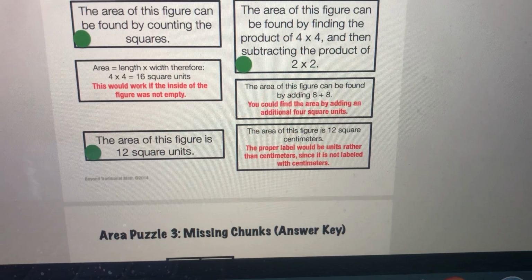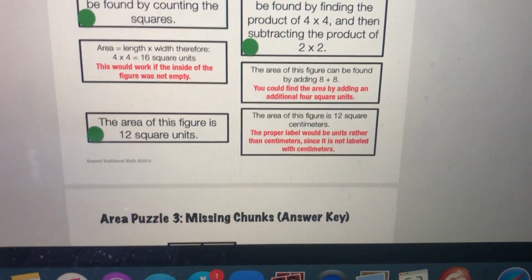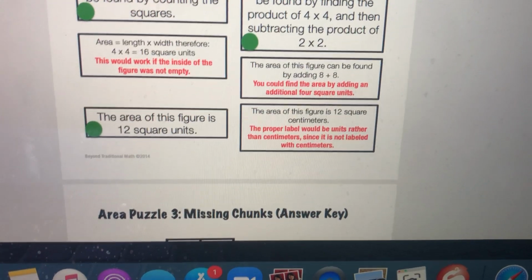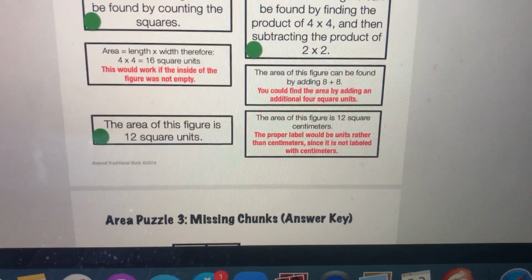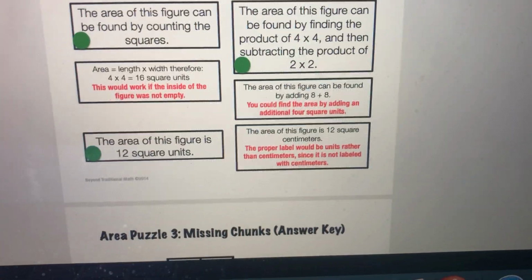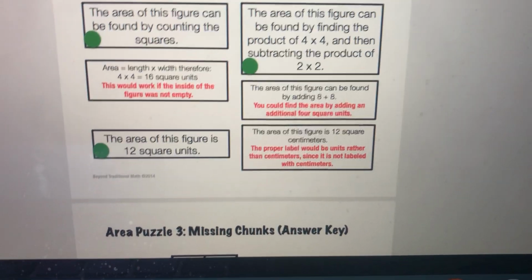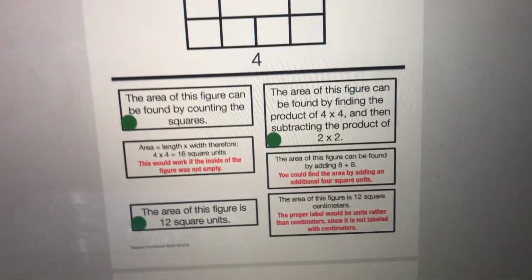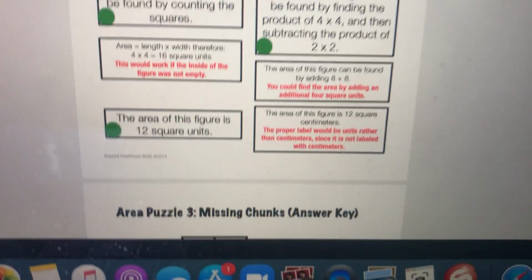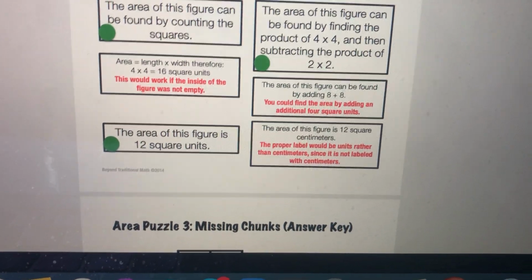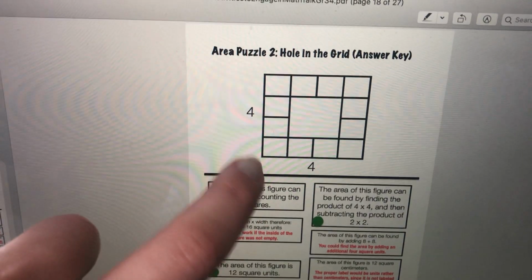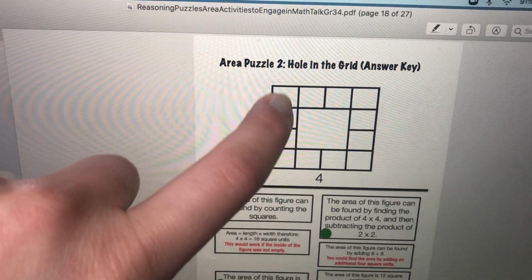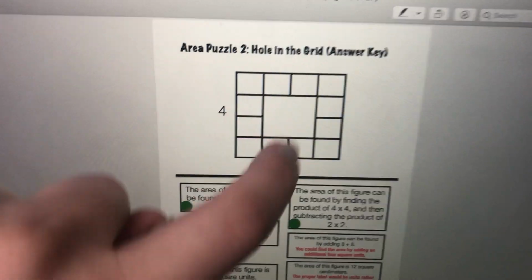The area of this figure can be found by adding 8 plus 8 is false. You could find the area by adding an additional 4 square units. So if you added 8 plus 8, you would get 16, so you'd have to take away 4 square units. So they're adding 4 plus 4, and then you'd have to add 1, 2, 3, 4.